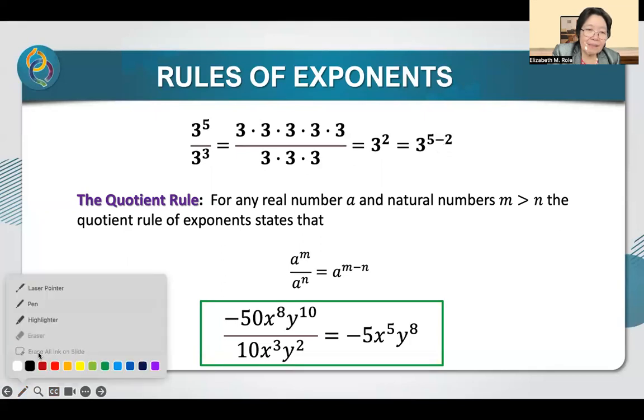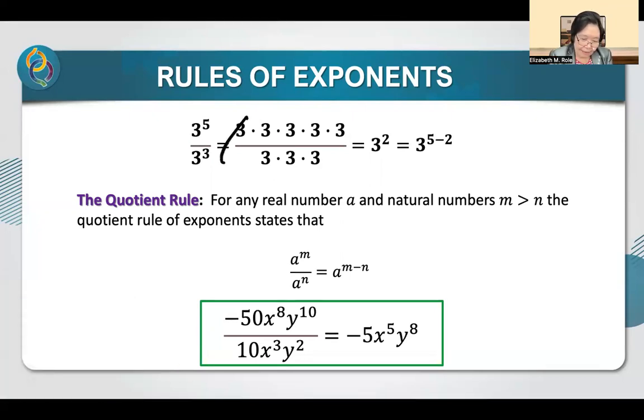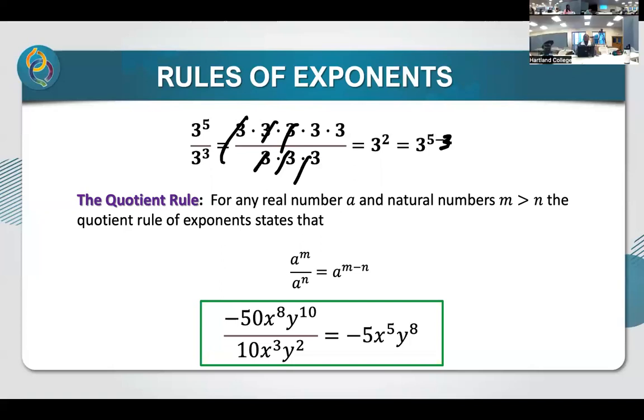Okay, so let me just erase. Yeah, because this will now be 3, 3, yes. This should actually be 3 squared. This should have been a 3, 5 minus 3. It should be 3 exponent 2 as the final answer. The only reason why I am saying this is I am just trying to illustrate that when I cancel out the 3, 3, 3, what remains is 3 times 3, which is 3 squared, which is the same as the final answer.